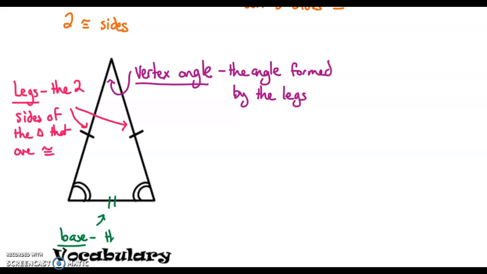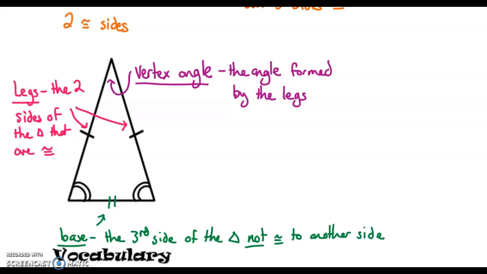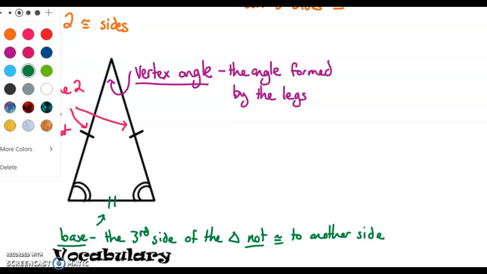So the base is the third side of the triangle that is not congruent to another side. It doesn't mean it has to be sitting on it. It could be rotated a different way. It's just the third side that's not congruent to another. Okay, and then last but not least, we have our legs. The vertex angle is between the two legs. The base is the third side that's not congruent.